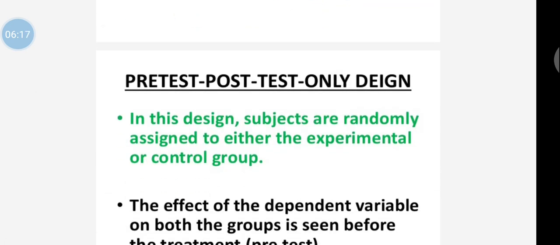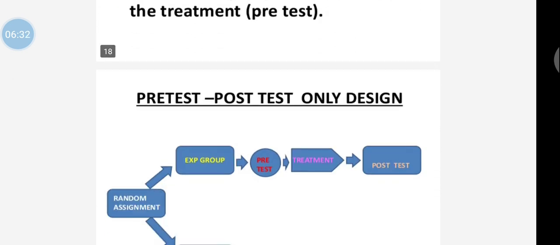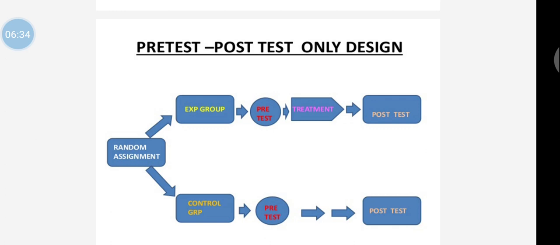Pre-test, post-test design. In this design, subjects are randomly assigned to either the experimental or control group. The effect on the dependent variable in both the groups is seen before the treatment, that is, pre-test. Then pre-test, post-test design: random assignment, experimental group, pre-test, treatment and post-test. In this, random assignment, control group, pre-test and post-test.